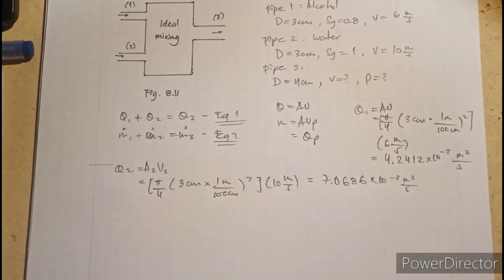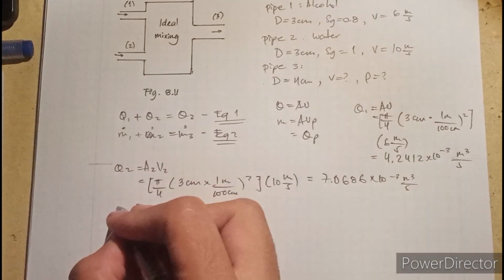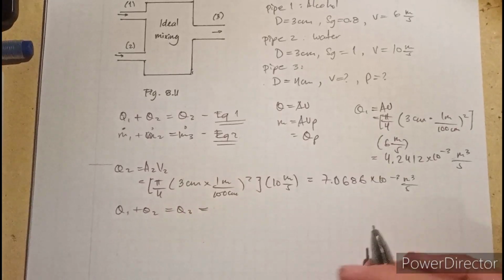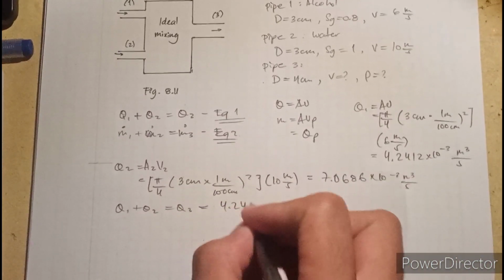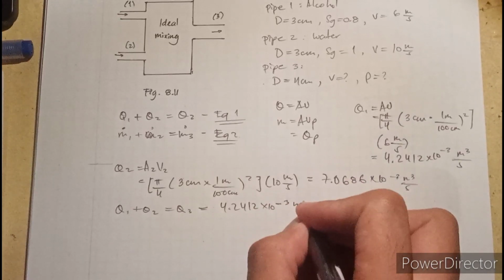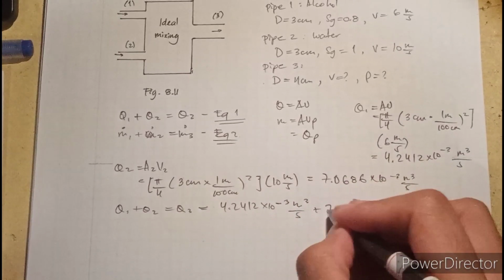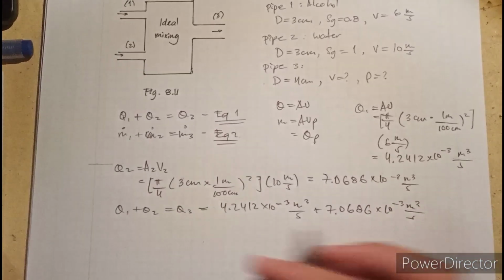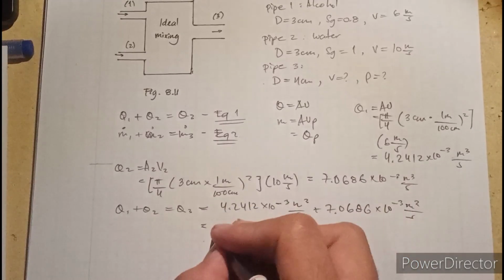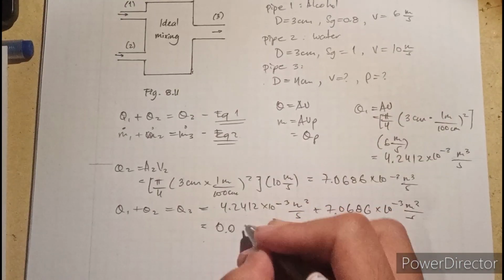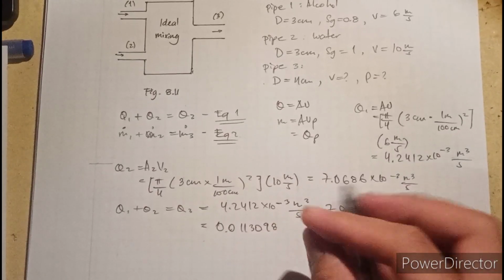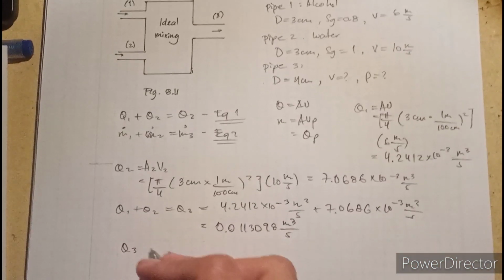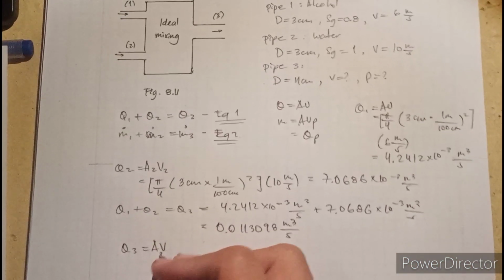Now to solve for Q3, using equation 1, Q1, which is 4.2412 times 10 to the negative 3 cubic meters per second, plus 7.0686 times 10 to the negative 3 cubic meters per second, leads to 0.0113098 cubic meters per second. Therefore, Q3 is equal to A3V3.